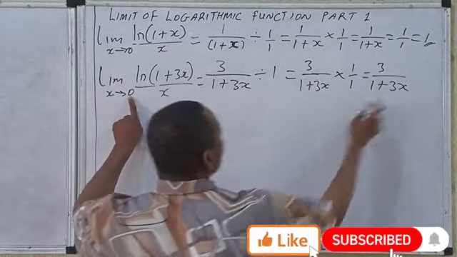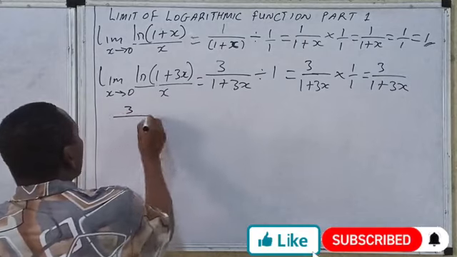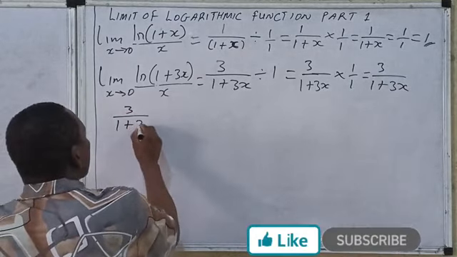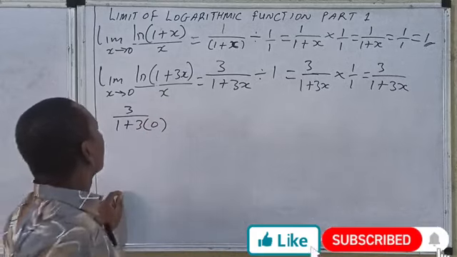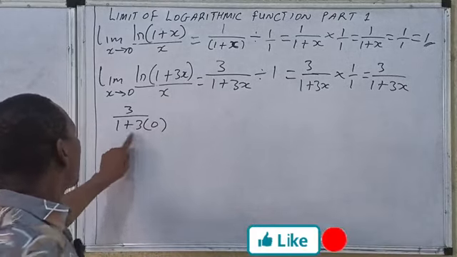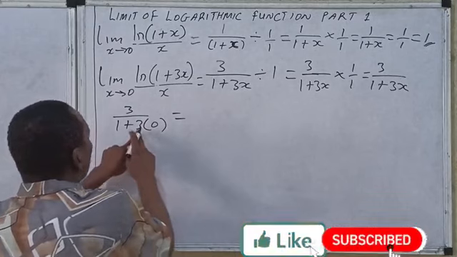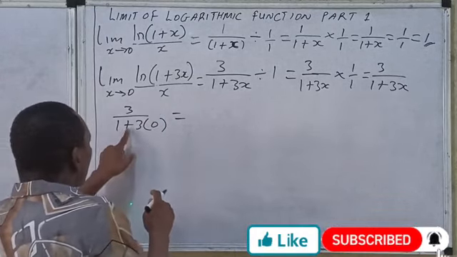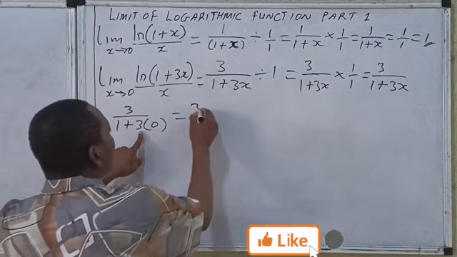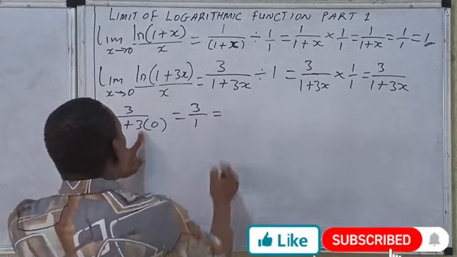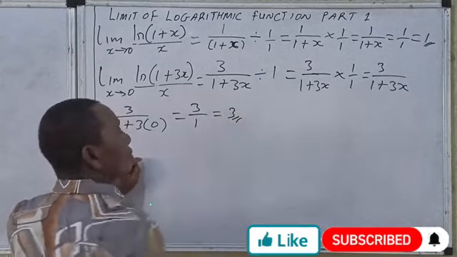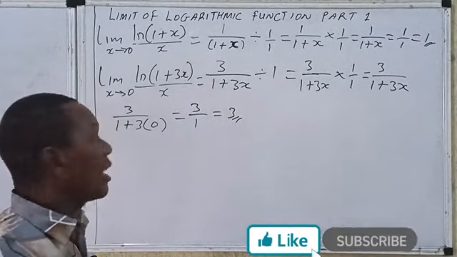Now, if I decide to input 0, now I have 3 all over 1 plus 3 bracket 0. So if this 0 multiplies this, what will you have? You now have 0 here. So 1 plus 0 is 1. Now I have 3 all over 1. And what is my answer? 3. It's very easy and direct.